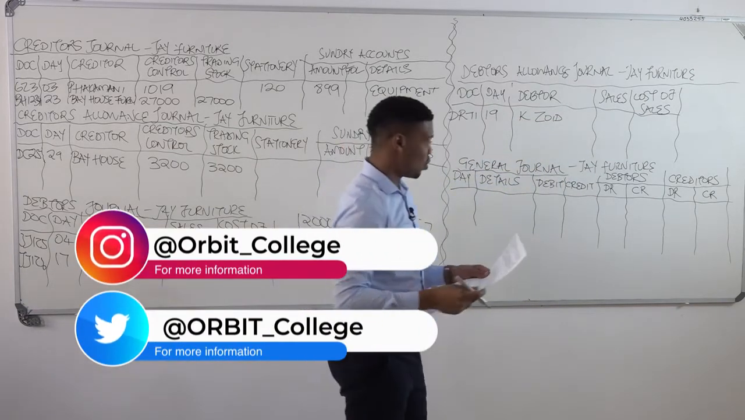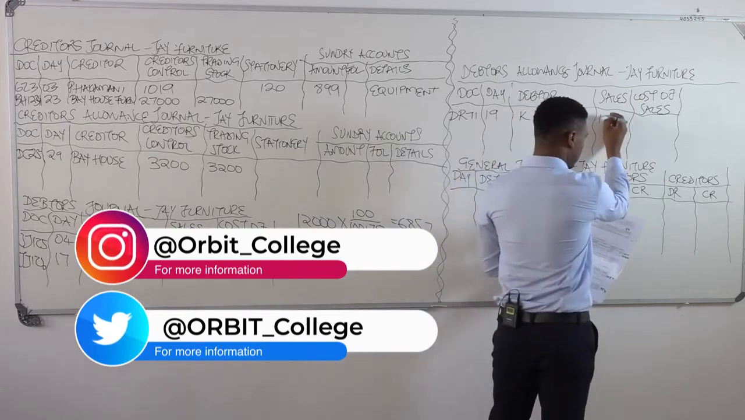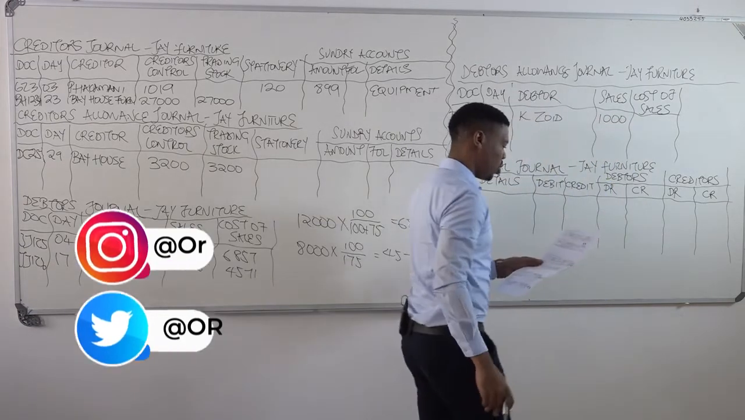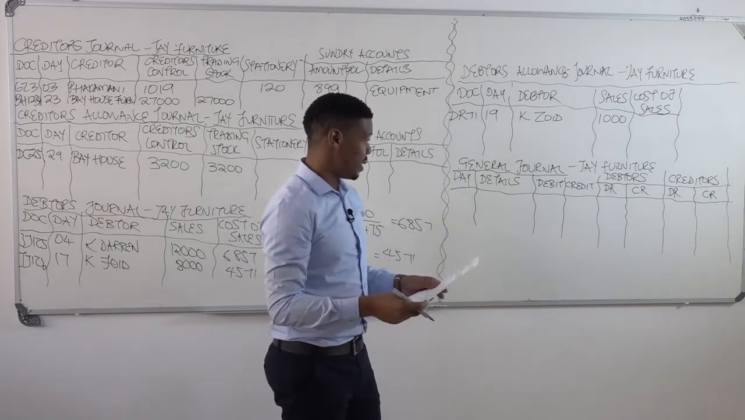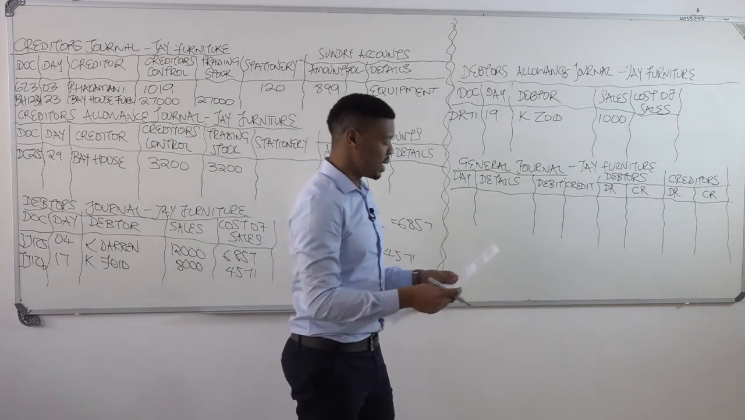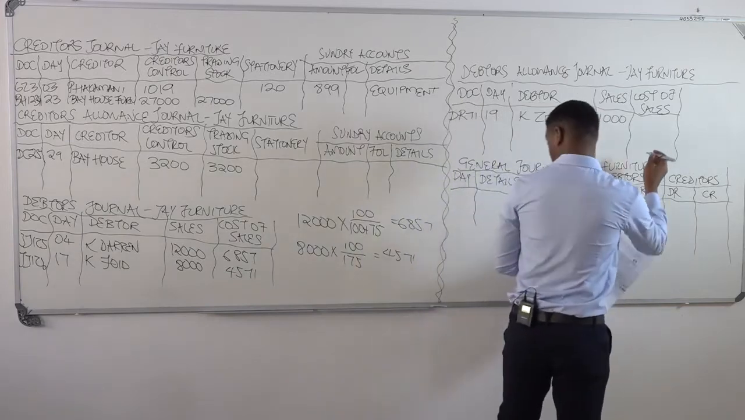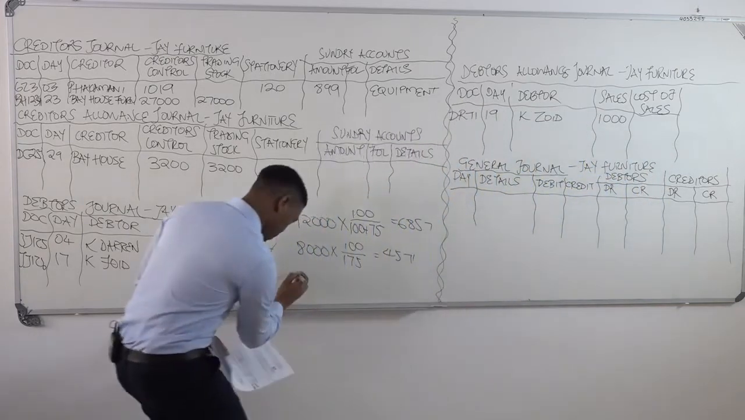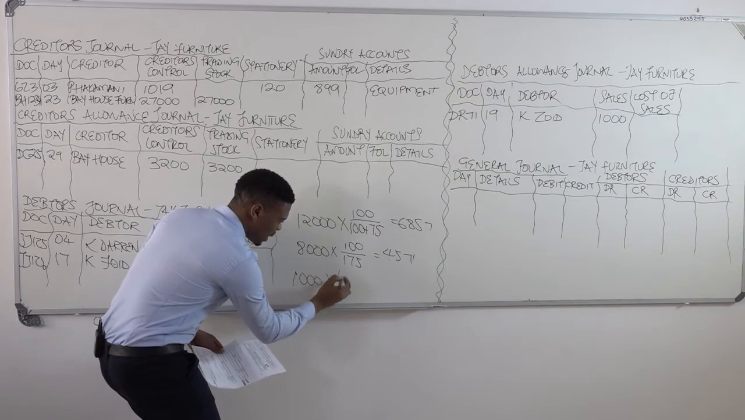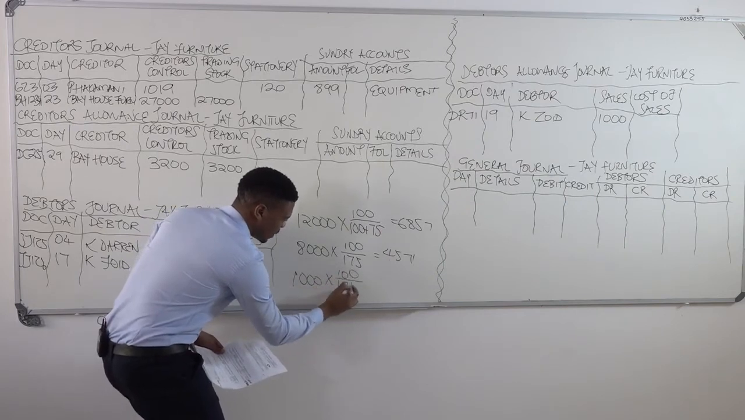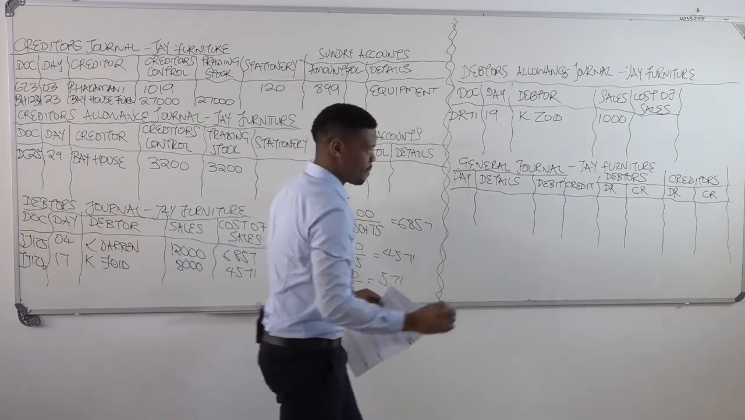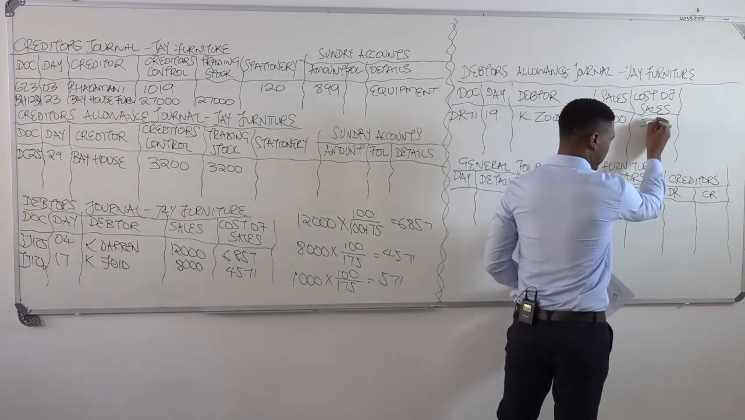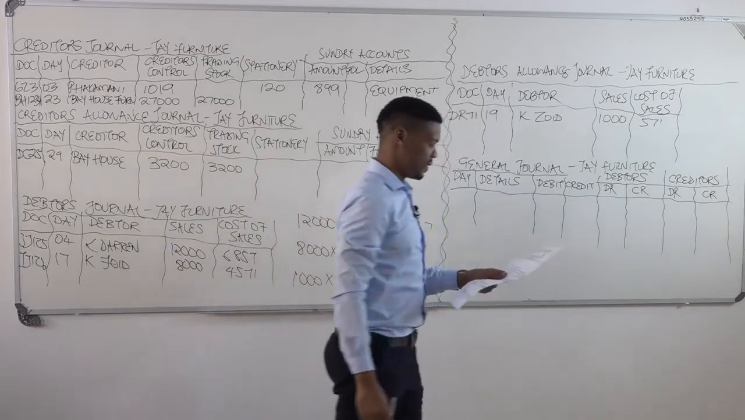And that was for 1,000. So that chair cost 1,000. We are now crediting her account with 1,000 and the cost of sales for that. Calculated quickly, 1,000 times 100 divided by 175 will give us 571. Then we insert that amount under cost of sales as 571.